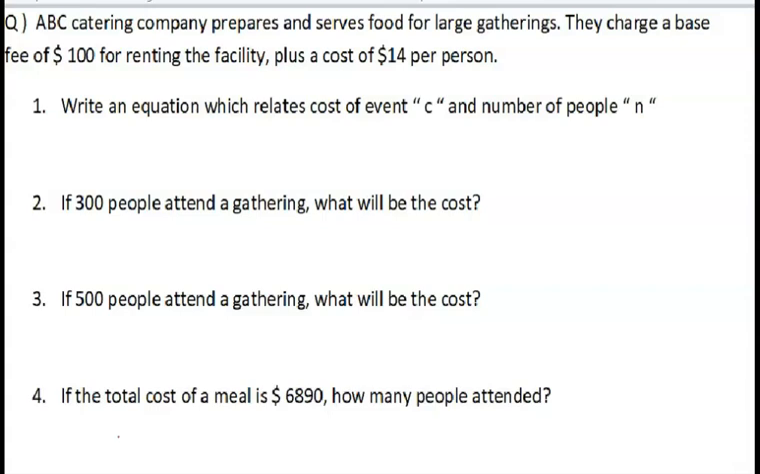In this example, we'll see how a simple linear equation works. The question says, ABC Catering Company prepares and serves food for large gatherings. They charge a base fee of $100 for renting the facility, plus a cost of $14 per person. Write an equation which relates the cost of the event C and the number of people N.